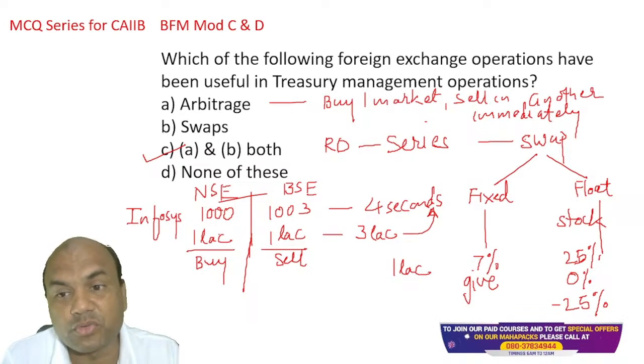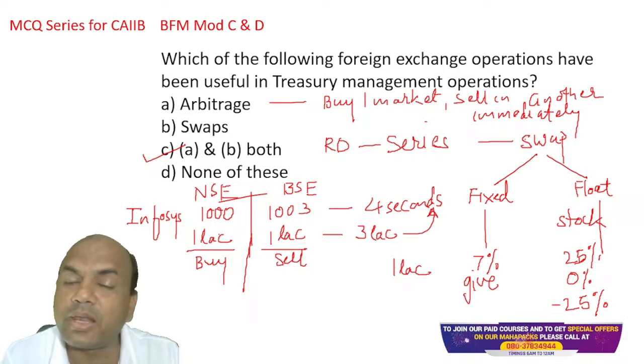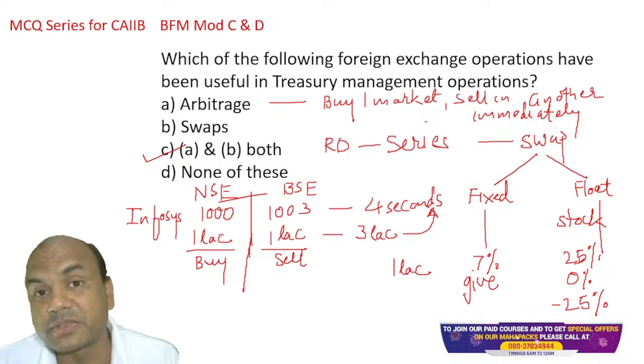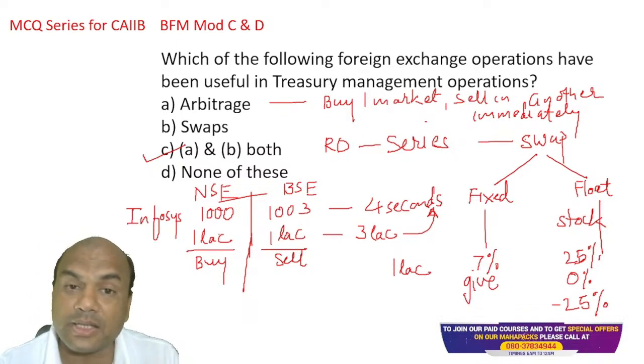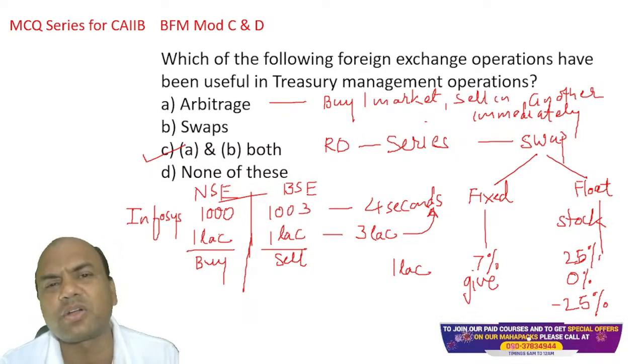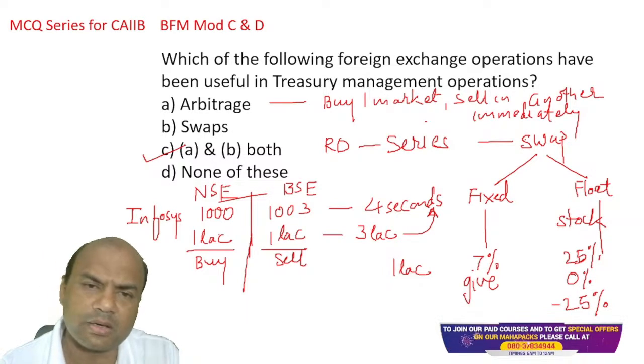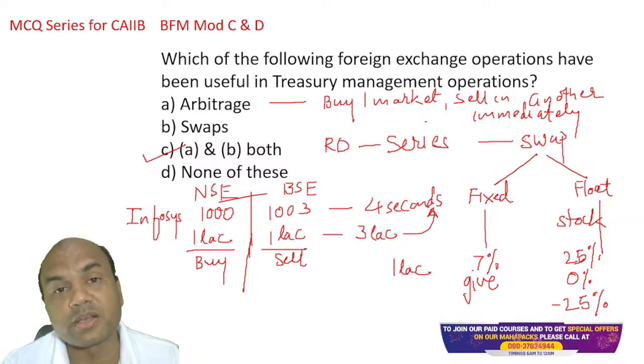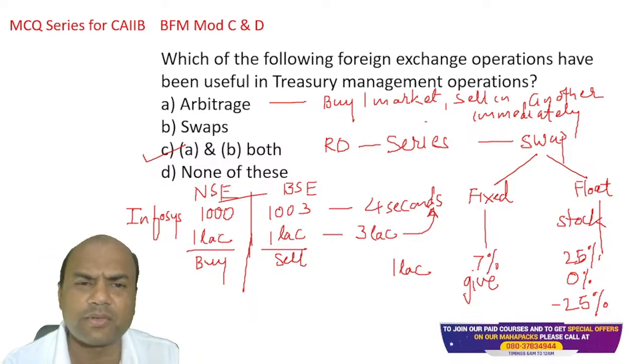Everyone got this? Swap and arbitrage. Very important terms. These are the derivative instruments. There are almost 7 to 8 derivative instruments. That's why I'm saying join the paid classes, because I won't be able to cover everything over here. There are many others, FRA, forward, future. So we'll cover it in the classes.